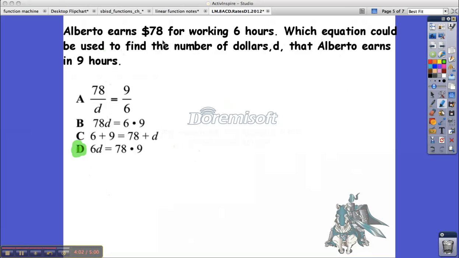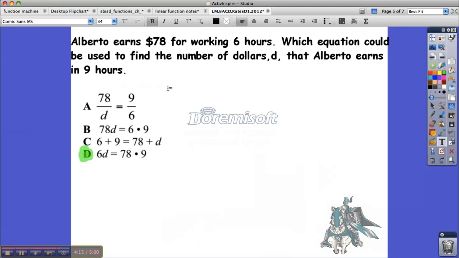Regardless, I can tell this is a proportional relationship. The reason I can tell is because I'm comparing money to hours and then money to hours. So regardless of what the correct choice is, I'm going to want to set up a proportion, and when I set up my proportion, I want to know which two things I'm comparing. I am comparing money to hours that I worked. So I'm going to set up a proportion one way or another.